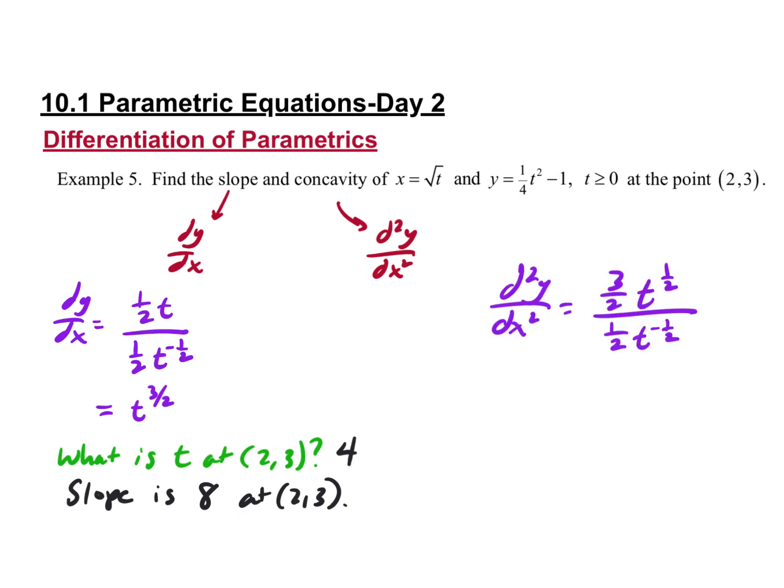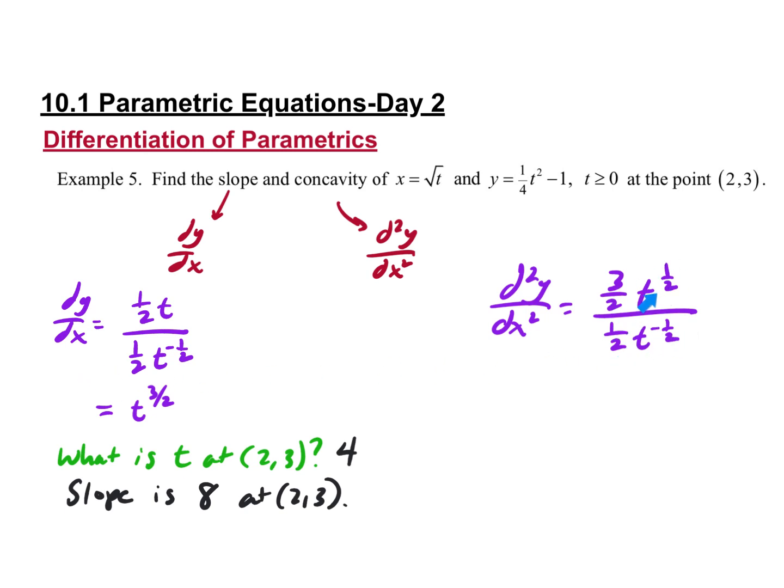Okay? So what I have here is, again, I just copy this over because it's the dx over dt, the same thing. And then the derivative of this is 3/2 times t to the 1/2. Okay? So you take the derivative of the derivative, that goes on top. And the denominator gets copied over.